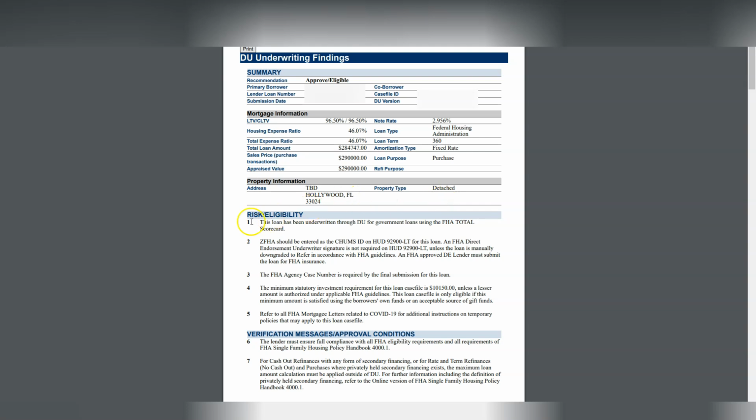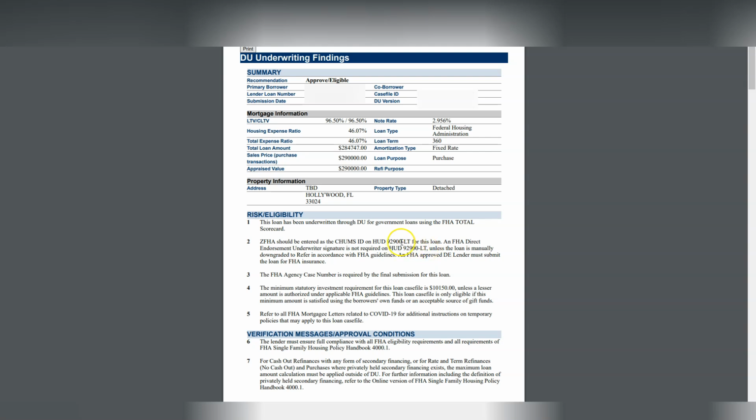Okay, let's go over the risk and eligibility. It's going to tell you what the risk factors are and how risky this loan is when it comes to getting it approved. So for number one, it says this loan has been underwritten through DU for government loans using the FHA total scorecard, and that's a scorecard they use to determine if the loan will get approved or not. Two, ZFHA should be entered as a CHUMS number. This is for the underwriter basically.